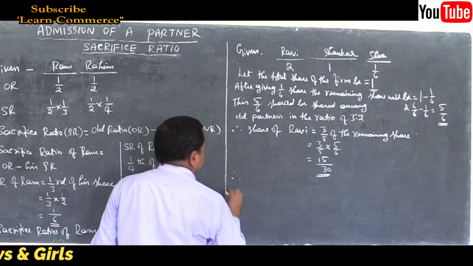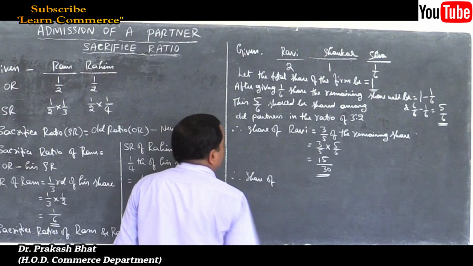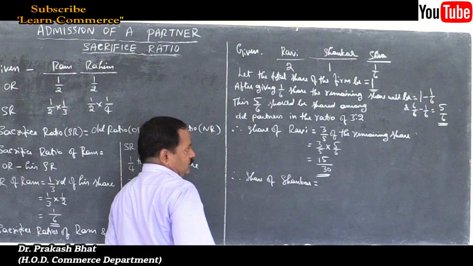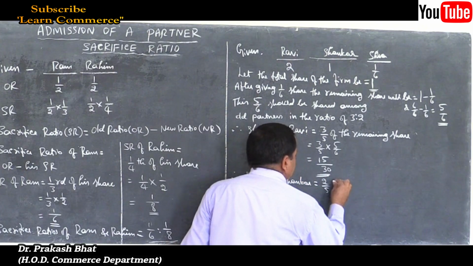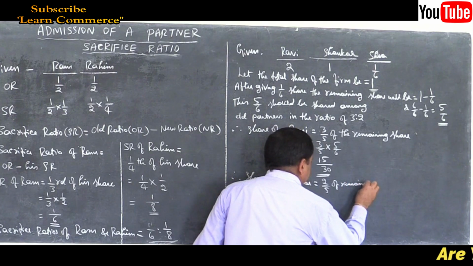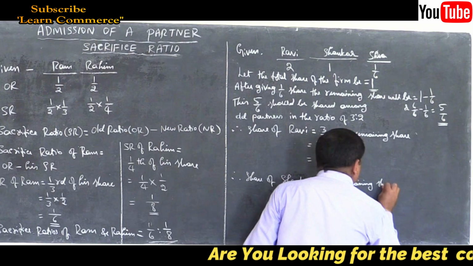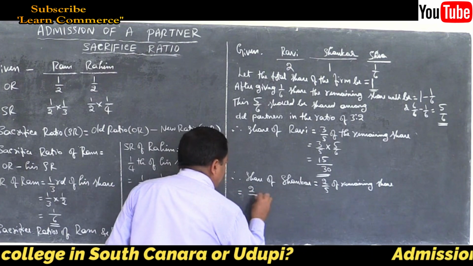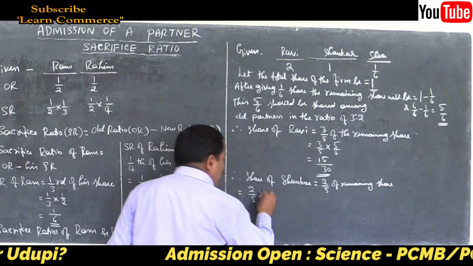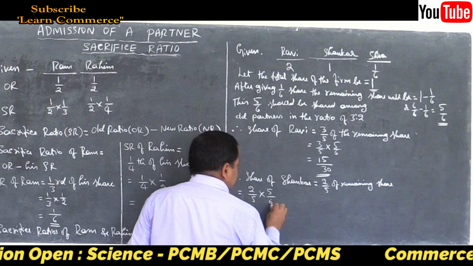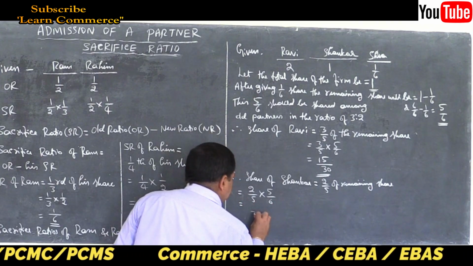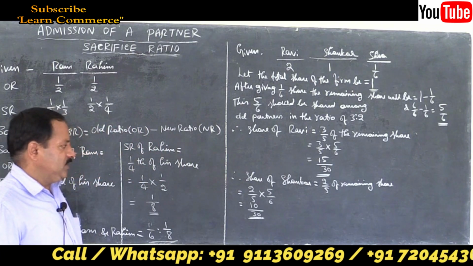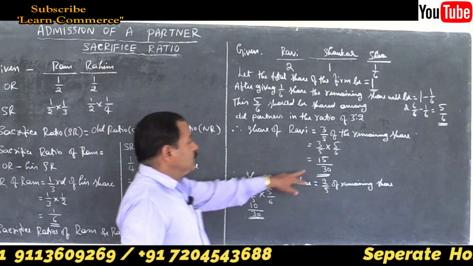And therefore share of Shankar is equal to 2/5 of remaining share, is equal to 2/5 of the remaining share 5/6, is equal to 30 denominator and 2 5s are 10 by 30. Now we got the new ratios of the old partners.